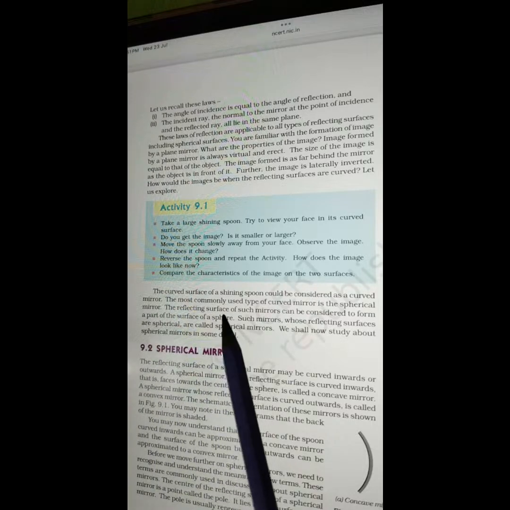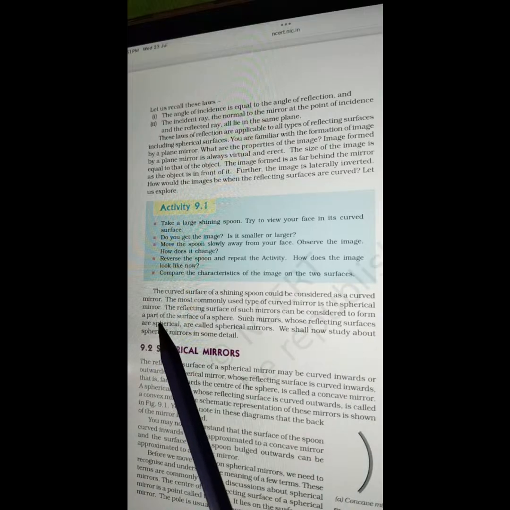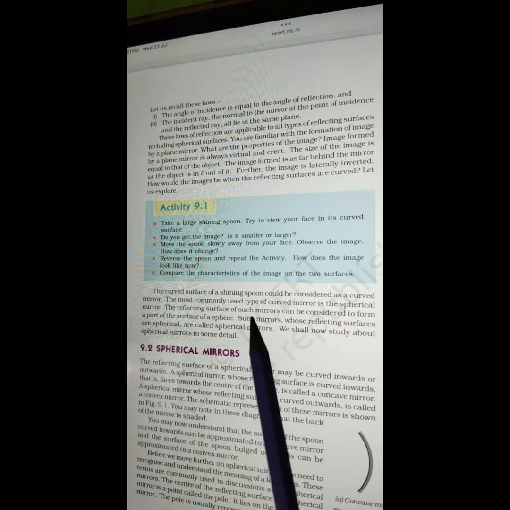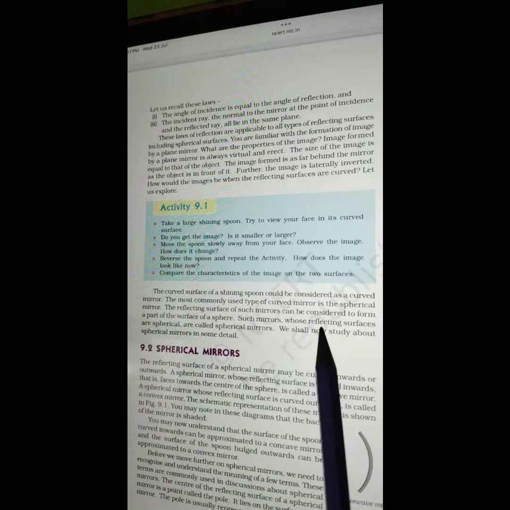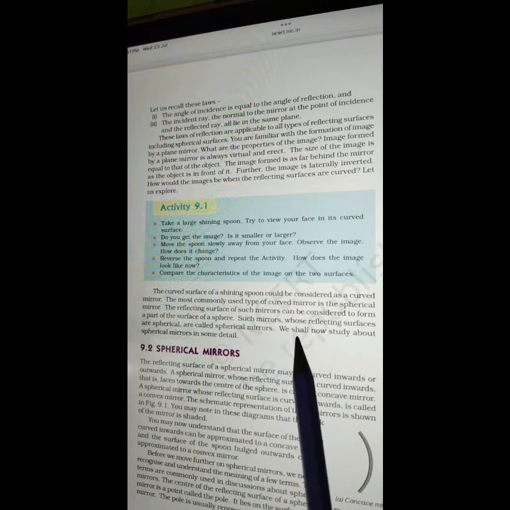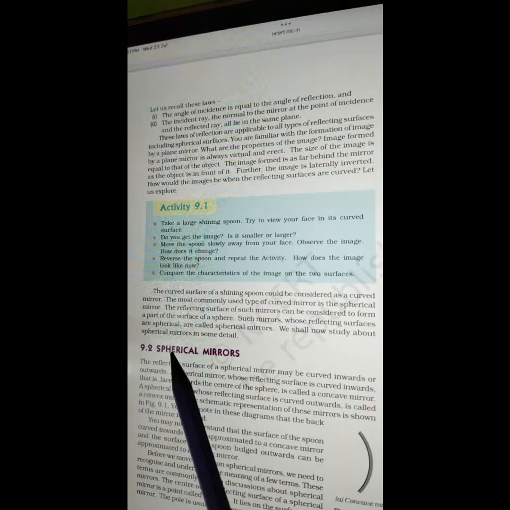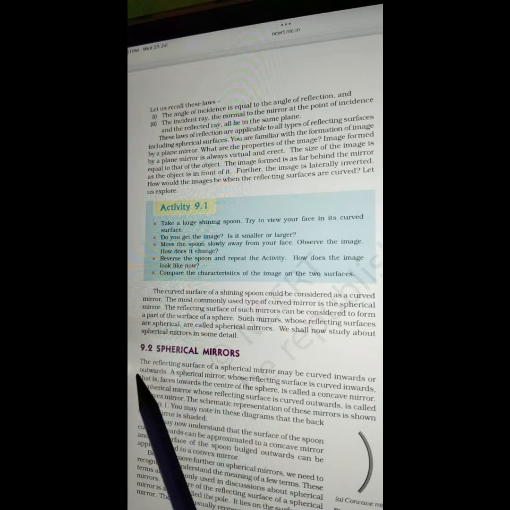The curved surface of a shiny spoon could be considered as a curved mirror. The most commonly used type of curved mirror is the spherical mirror. The reflecting surface of such mirrors can be considered to form a part of the surface of a sphere. Such mirrors, whose reflecting surfaces are spherical, are called spherical mirrors. We shall now study about spherical mirrors in some detail.